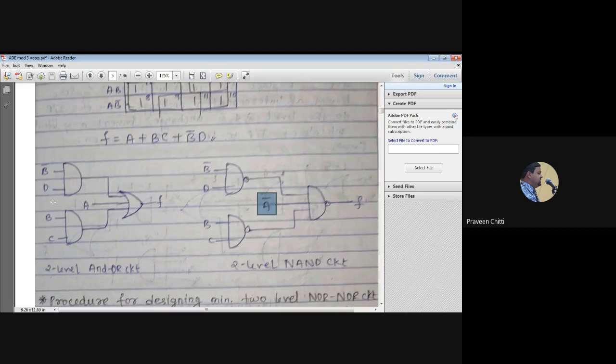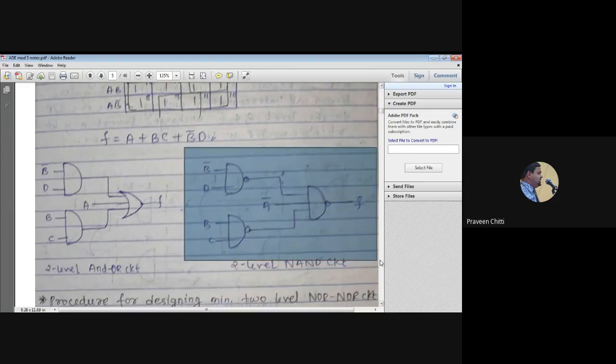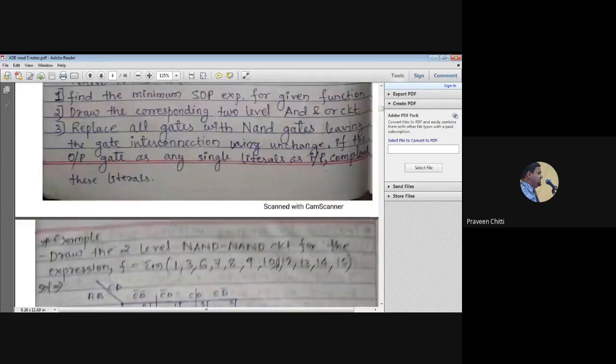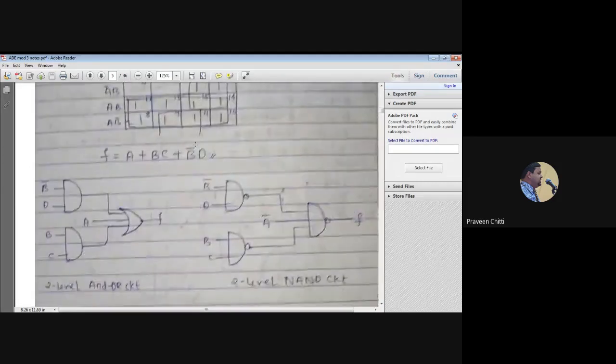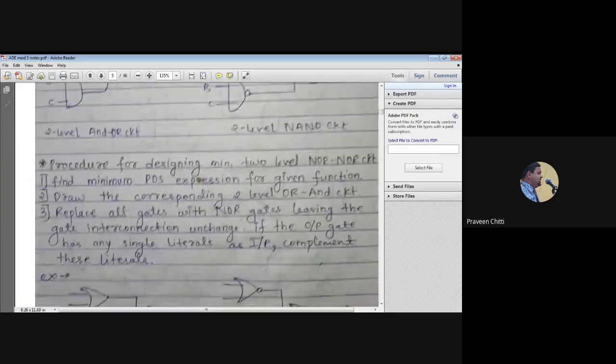Since the output gate has a single literal, in that case it should be complemented. Only the output gate. So here the output gate is having this A. Instead of A you have to write A bar, and this is the logic diagram you are going to get for the two-level NAND circuit. I hope the procedure given here you have understood with the help of this example, right? So the procedure for two-level NOR circuit is the same.